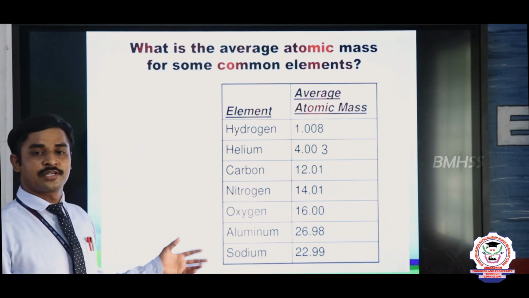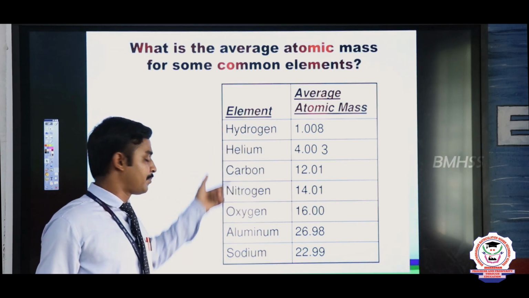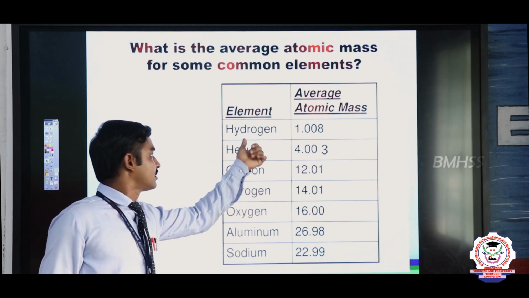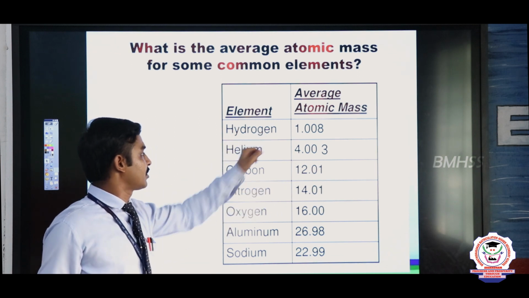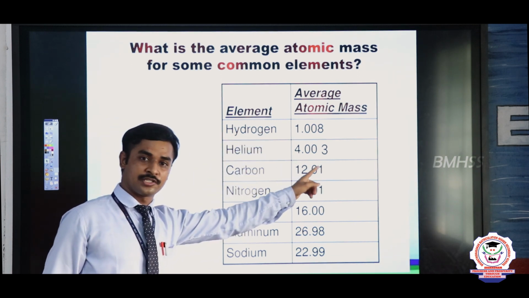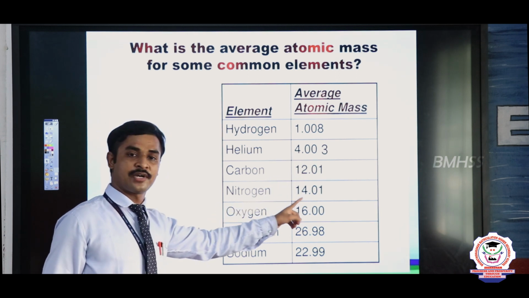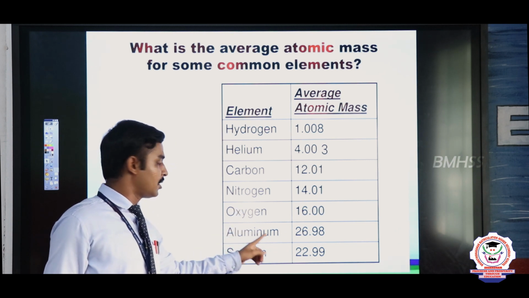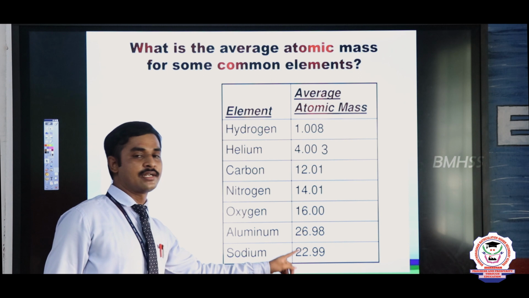Here I give some examples of elements with their average atomic mass. These are the important elements, so you need to memorize the values of these elements. Hydrogen has 1.008 as an average atomic mass, helium has 4.003, carbon has 12.01, nitrogen has 14.01, oxygen 16.00, aluminum 26.98, and sodium has 22.99.